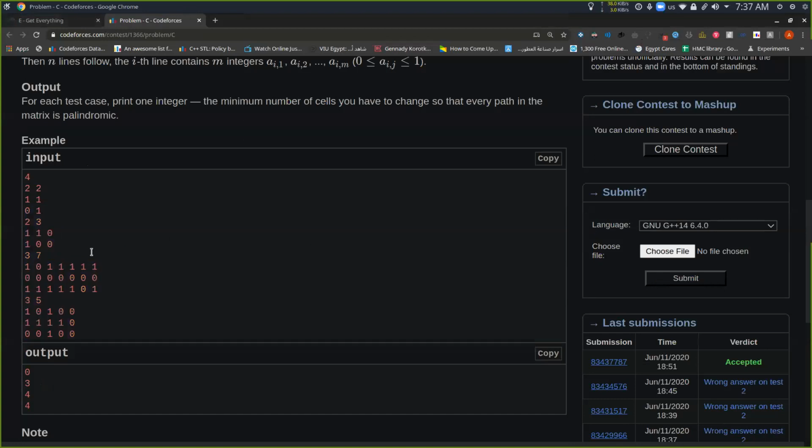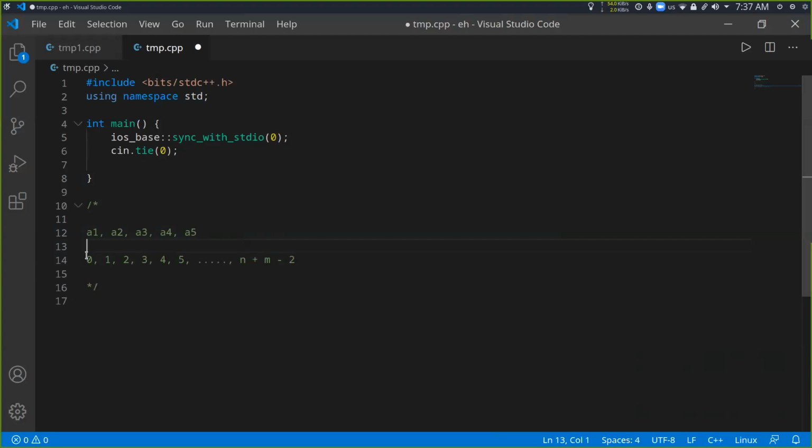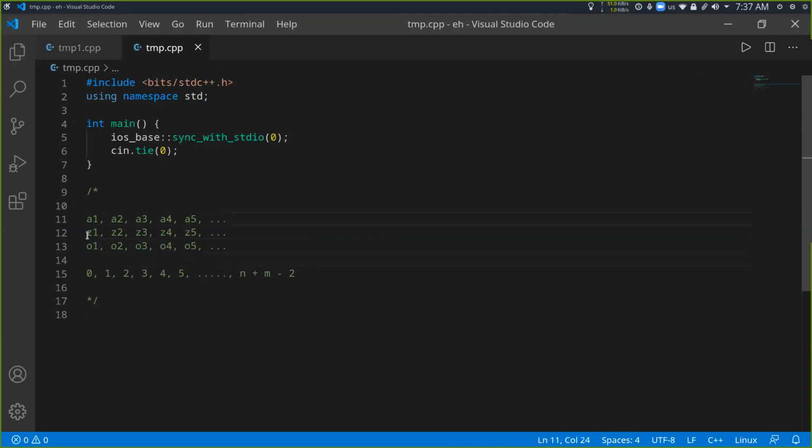We have made a simple array with the number of diagonals, and for every A, we'll store the number of zeros and the number of ones. So we'll have something like B1, B2, B3, B4, B5, and so on. Here Z1 refers to the number of zeros in A1, so in the first diagonal. O1 refers to the number of ones in the first diagonal, and so on. So O refers to the number of ones in the corresponding diagonal, and Z to the number of zeros. So to check for the minimum operations, it's now so simple.